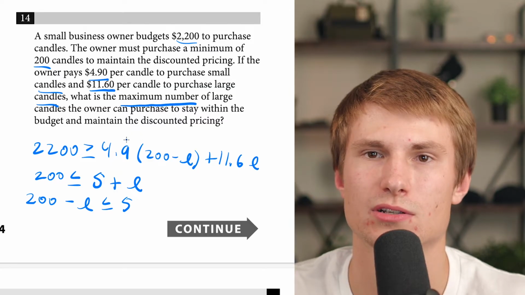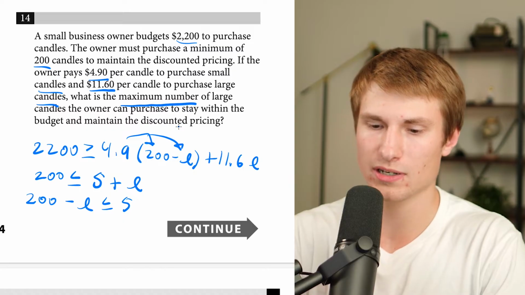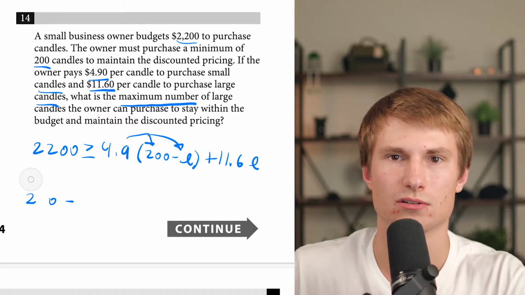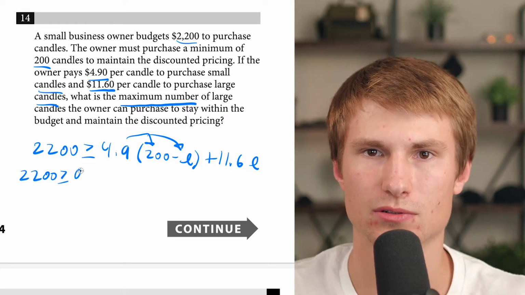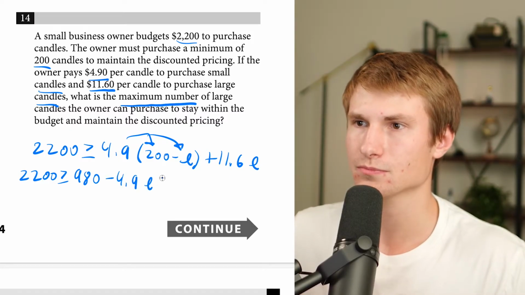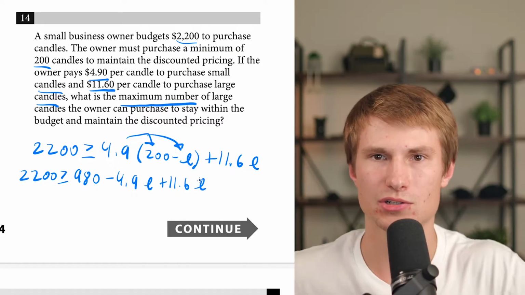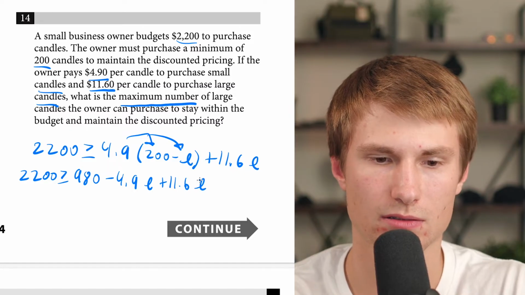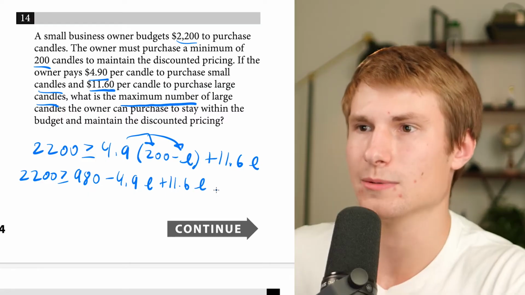All right, from here, let's distribute this 4.9 to the 200 and to the negative L. So 4.9 times 200 gives me 980. Now I've got 2,200 must be greater than or equal to 980, and then minus 4.9 L plus 11.6 L. That can simplify down to, I believe, 6.7, but I'll quickly check on my calculator. 11.6 minus 4.9 is 6.7. Yep, so we'll have 6.7 L.